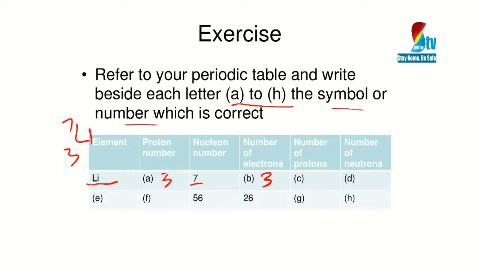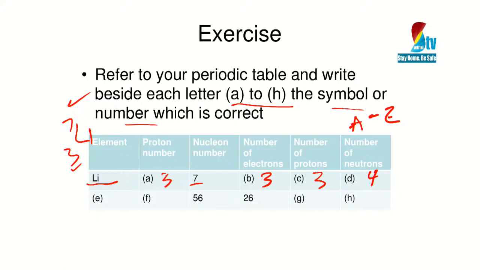What is the number of protons? Remember, we said the proton number gives us the number of protons. Hence, we expect this to also be 3. Now, to get the number of neutrons, remember, it's A minus Z. And so it will be 7 minus 3, so that we get a 4.